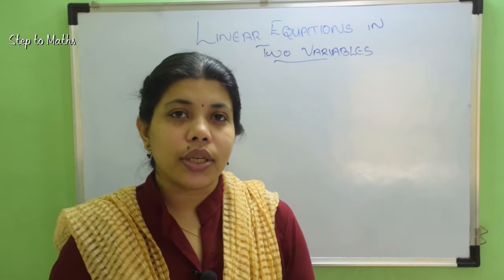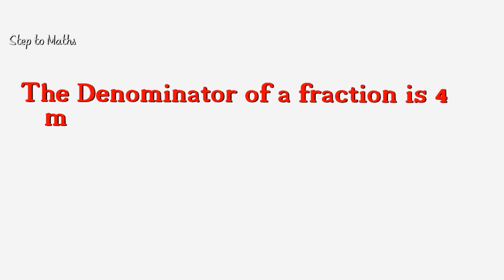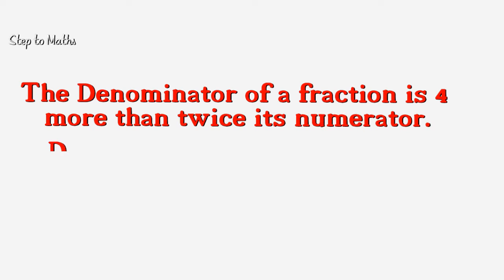The next question. The denominator of a fraction is 4 more than twice its numerator.